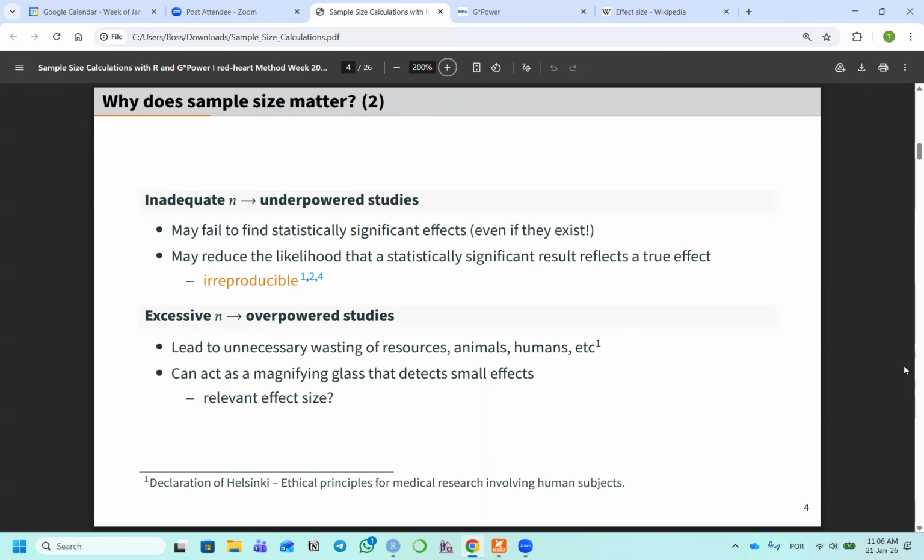If I try to explain this a little bit in detail, if our sample size is too small, technically we can say that it is underpowered. If it is underpowered, it may fail to detect a statistically significant effect, although the effect exists. And again, it may further reduce the probability that a statistically significant result reflects a true effect.